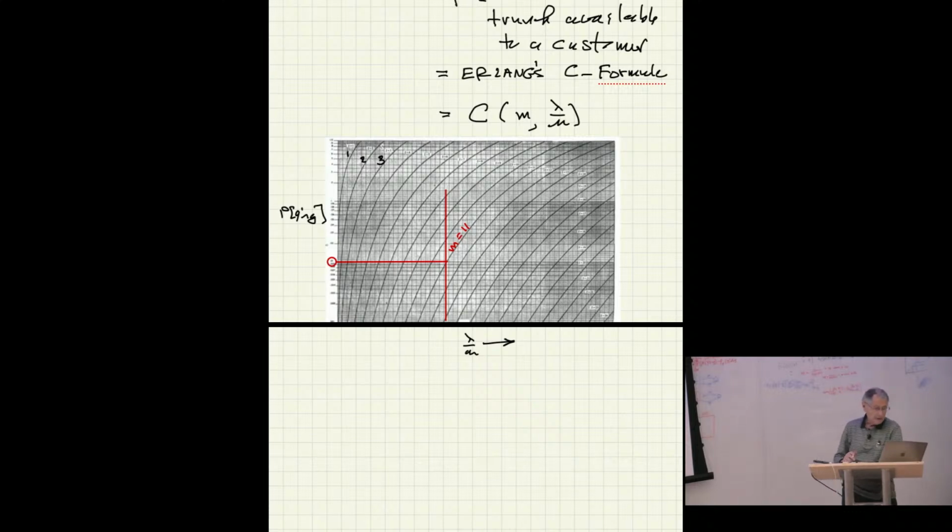I want to choose yet another system which is related to this. And by the way, I call Erlang the father of queuing theory. He did this work in the early 1900s. He was working for the Danish telephone company. This man was an engineer. He was not a mathematician.